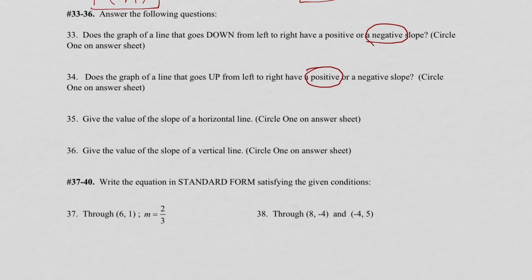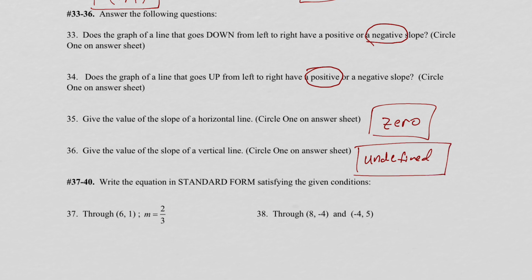The graph of a horizontal line. A horizontal line is like this. We're rising 0 and running some. So that's 0 over anything, which is 0. So that's a slope of 0. The slope of a vertical line, well, that's rising some and running 0. So it's some number divided by 0, which is undefined. So put this on your answer sheet: undefined is the slope of a vertical line.